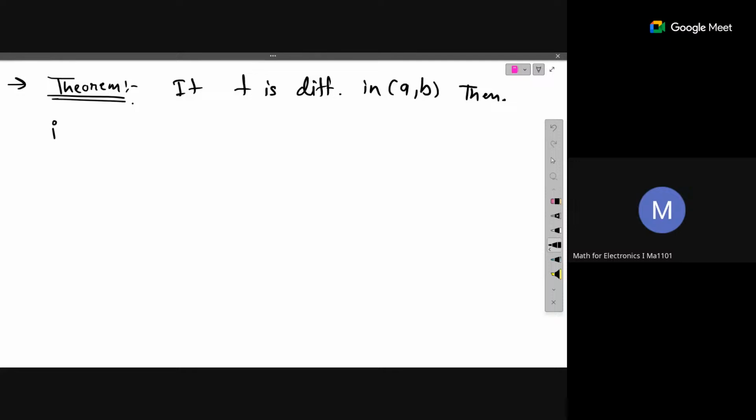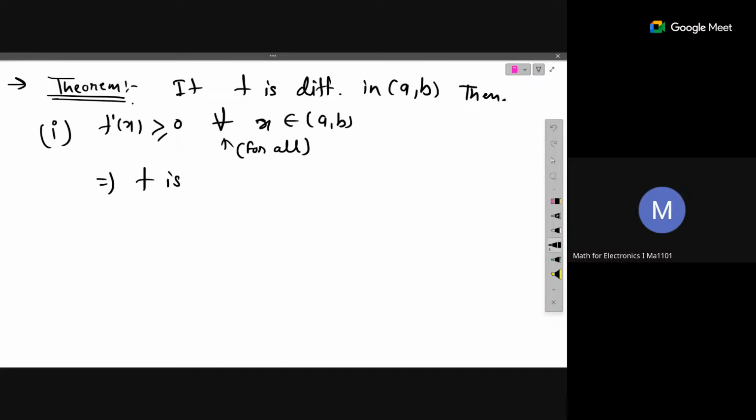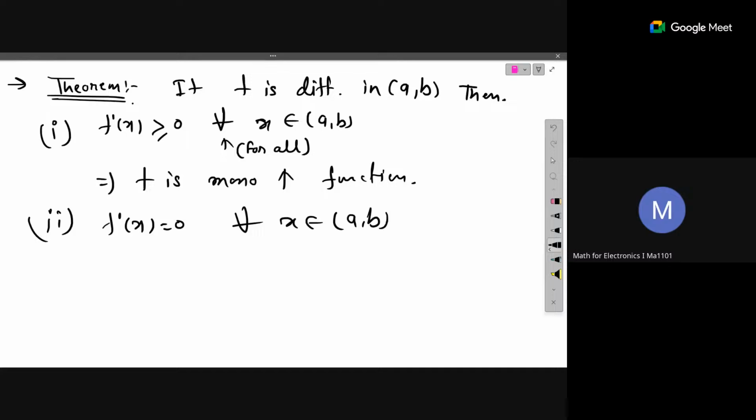So we have three statements. First, if f dash of x is greater than or equal to 0 for all x belonging to the open interval (a, b), then we can say that f is a monotonically increasing function. Similarly, if f dash of x is equal to 0 for all x in the open interval (a, b), then this implies f is a constant function.